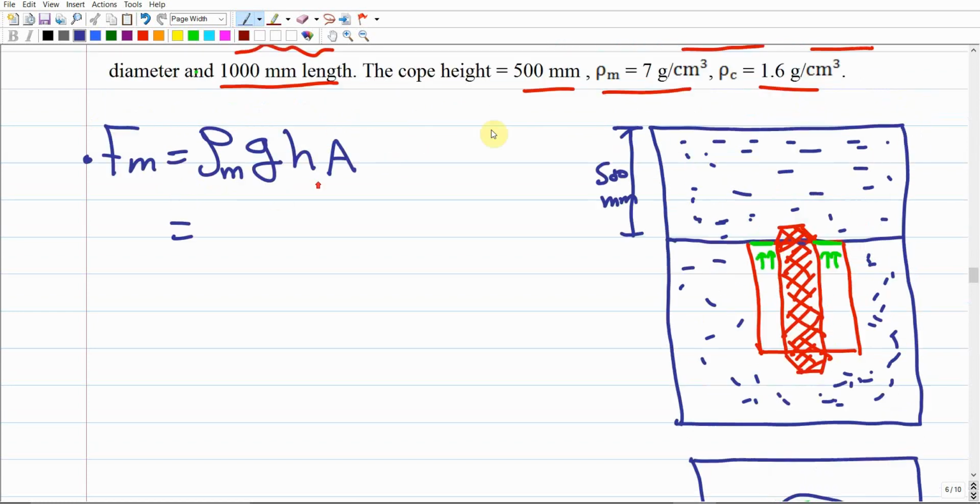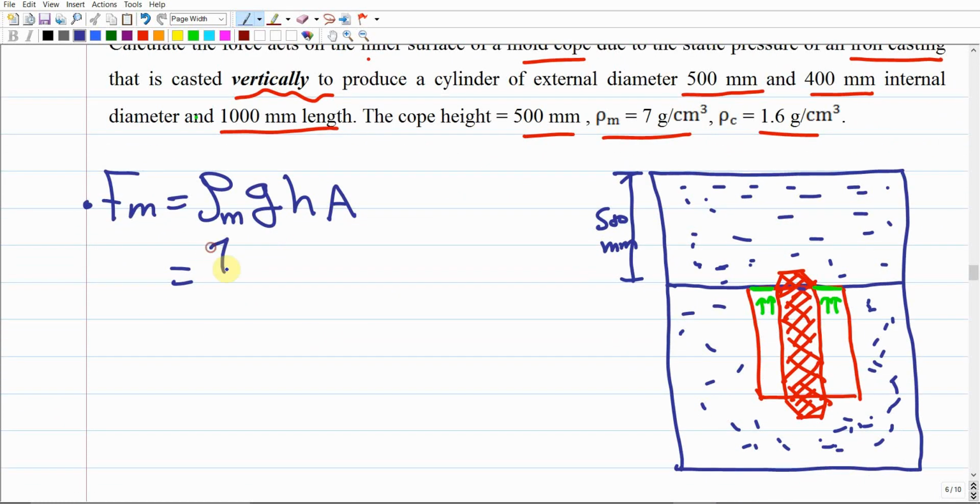So how much is the density of the metal? The density of the metal is 7 grams, so it should be converted to kilograms. That's why I'm dividing by 1000, times 9.81, the gravitational acceleration, times the height of the cube, which is 50 after conversion into centimeters, times the projected area. How much is the projected area?